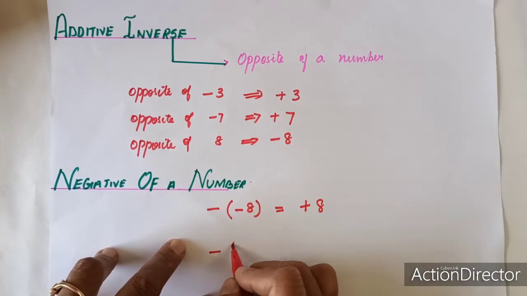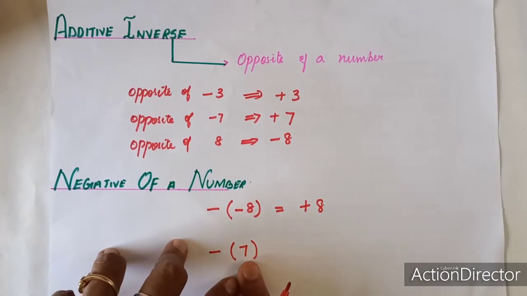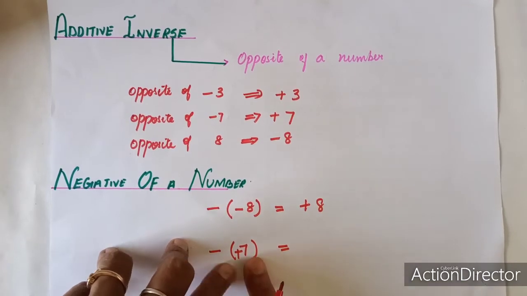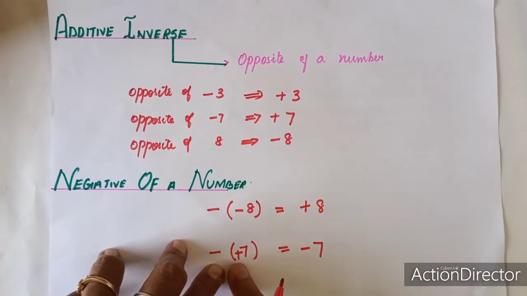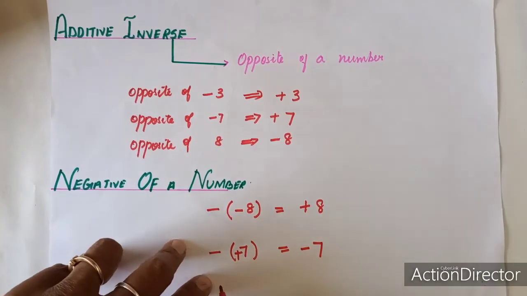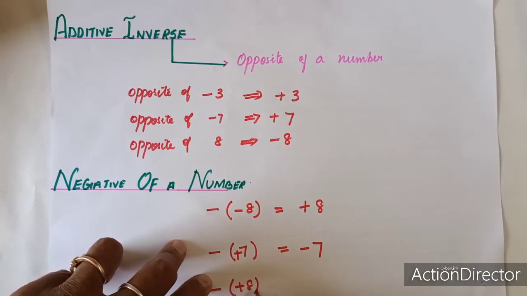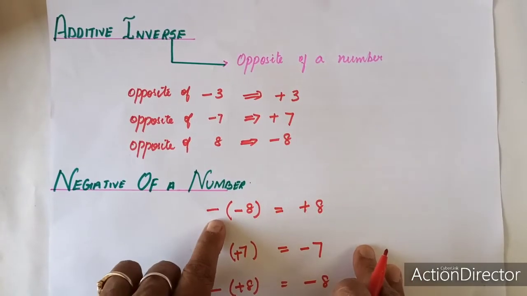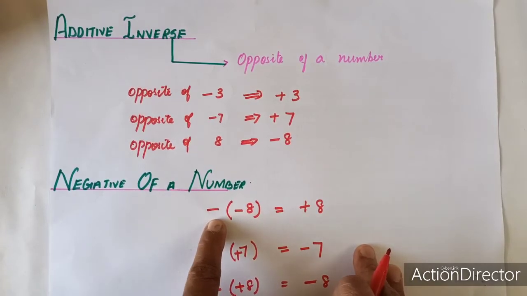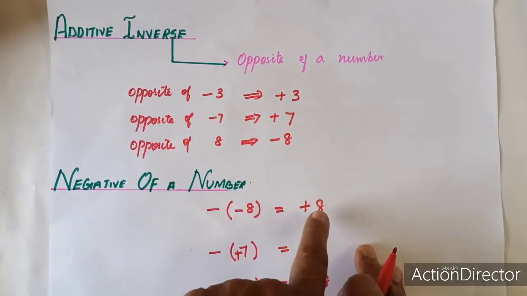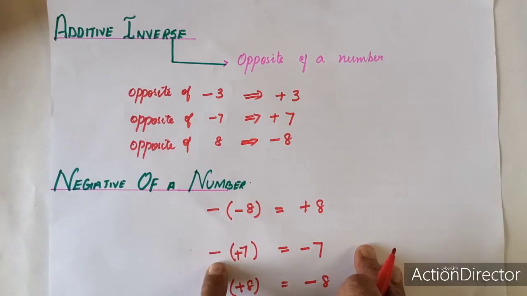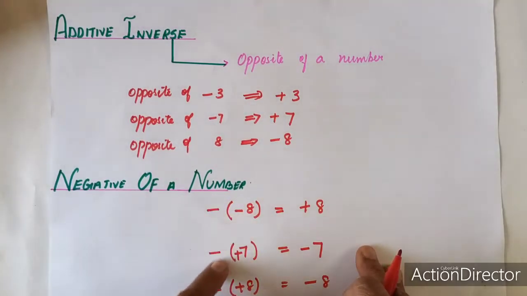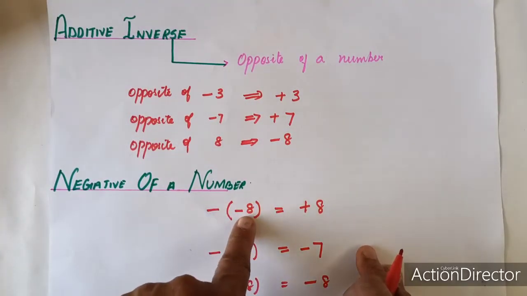So if it is minus of plus 7, additive inverse of 7, here it is plus 7, so we get minus 7. Additive inverse of plus 7 is minus 7. And additive inverse of plus 8 is minus 8. So whenever you have a minus sign before the bracket, you should use this negative as additive inverse. You have to say additive inverse of minus 8 is plus 8. Additive inverse of plus 7 is minus 7. That is its opposite.